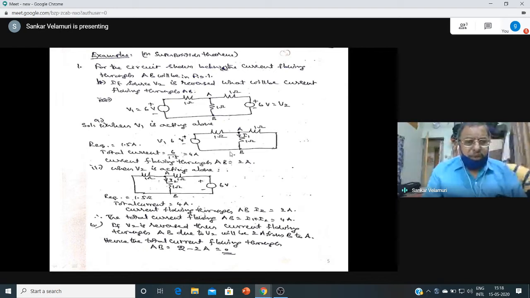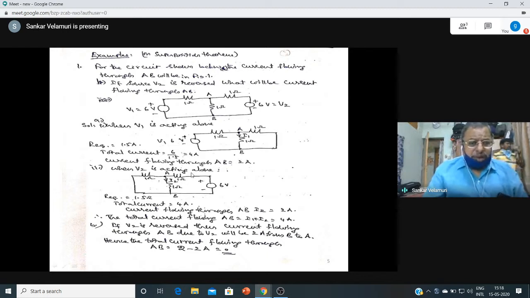So the current flowing through AB, you have to apply the current division rule, because equal resistances are there. I thought it is too simple, so I have not given any formula here. The total current delivered by the battery V1, with 6 volts acting alone and V2 shorted, is 4 amperes, and applying the current division rule, the current flowing through AB will be 2 amperes. So that's what we have written here. So IAB is 2 amperes, flowing from A to B.